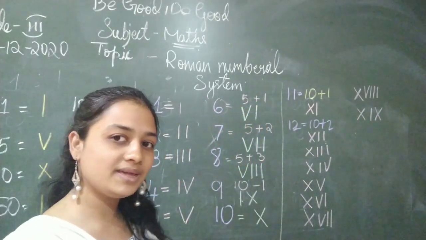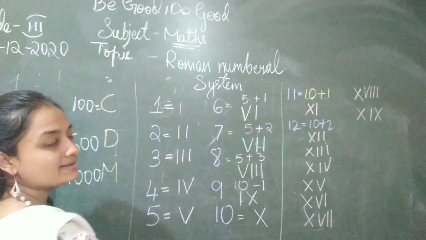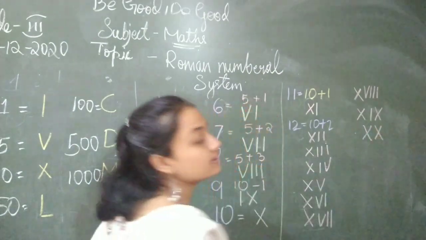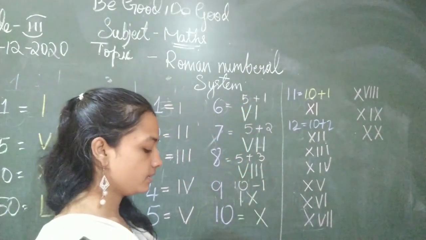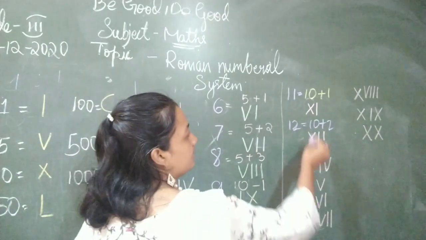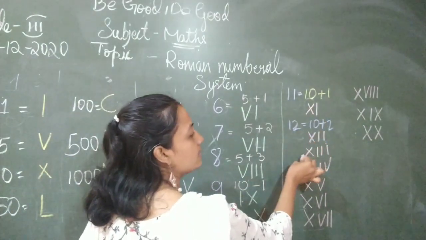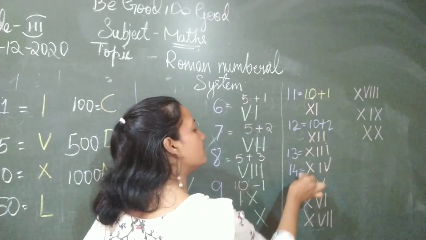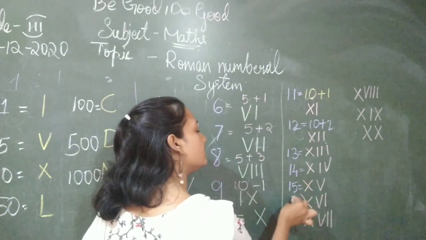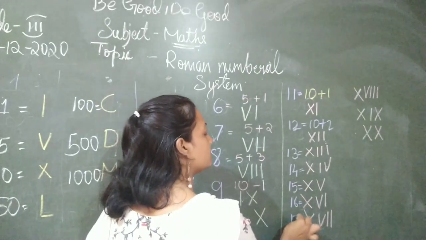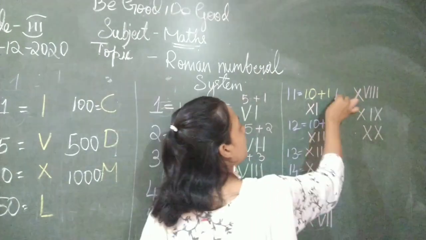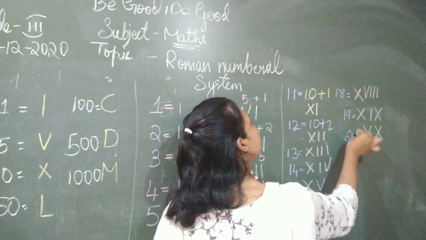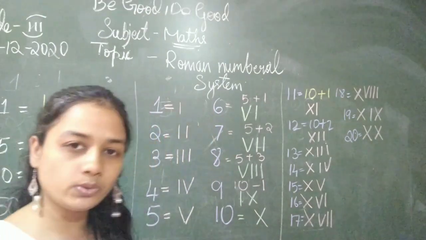How will I write 20? 10 plus 10 is 20. So I write 10 plus 10 is 20. So let's recap here. 11, 12, 13, 14, 15, 16, 17, 18, 19, 20. This is how you write 20.